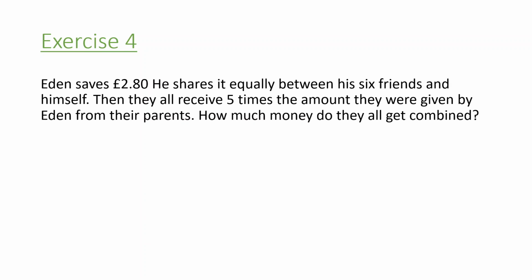So Eden saves £2.80, full stop there. He shares it equally between his 6 friends and himself. Then they all receive 5 times the amount they were given by Eden from the parents. How much money do they all get combined? So Eden's a very generous person. You need to do some division and multiplication in this one. 15 seconds start now.